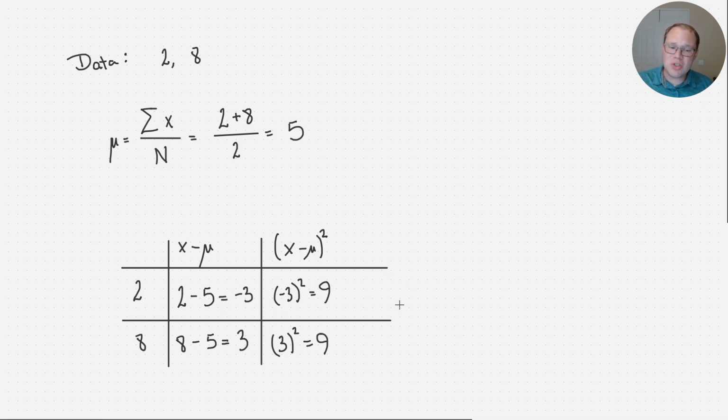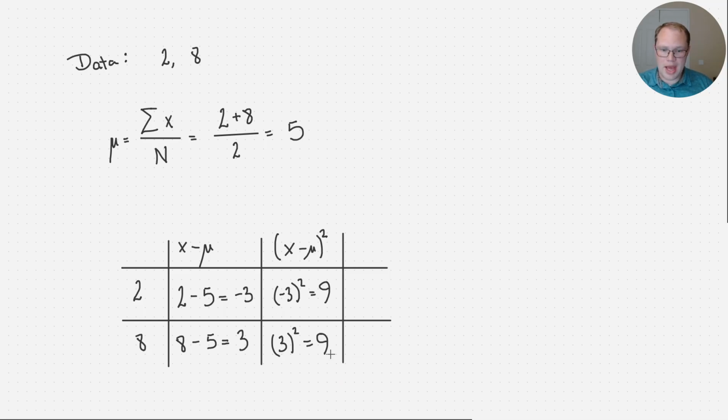Now, by doing this, we do get rid of the direction, but we introduce a different problem, right? This is no longer the distance. This is the square of the distance, right? This is 3 squared, not just 3. We'll have to adjust that later, okay? For now, that's what we're going to work with.